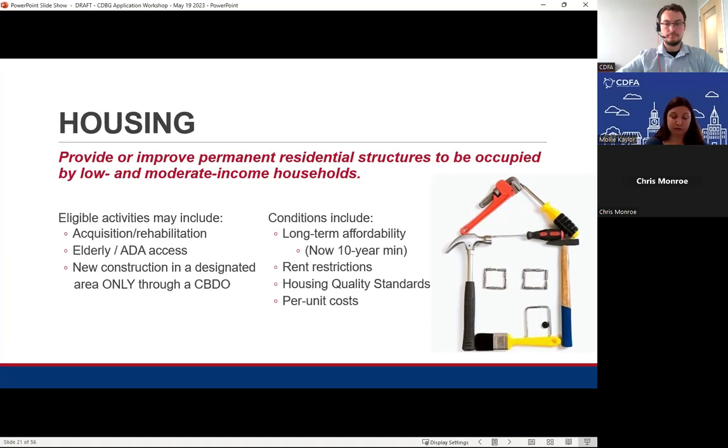CDFA also looks at rents, and landlords cannot charge rent that exceeds the fair market rent amount that is established by HUD. And then we also look at housing quality standards and per unit costs. All the units in the building must be upgraded to meet Section 8 standards and applicable state codes if you're using CDBG funding to do rehabilitation of those. And again, for per unit costs, we will be looking at how much CDBG funding is being used per unit as a part of the review process.